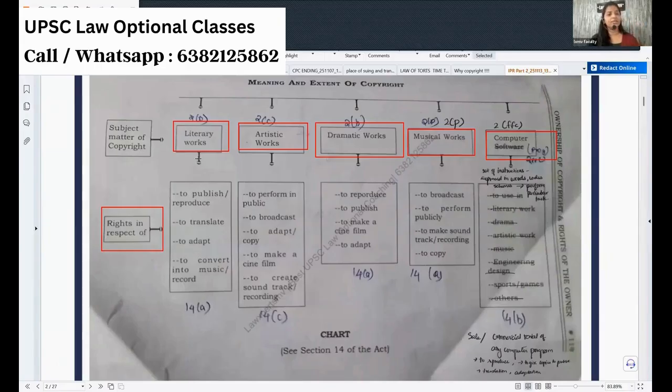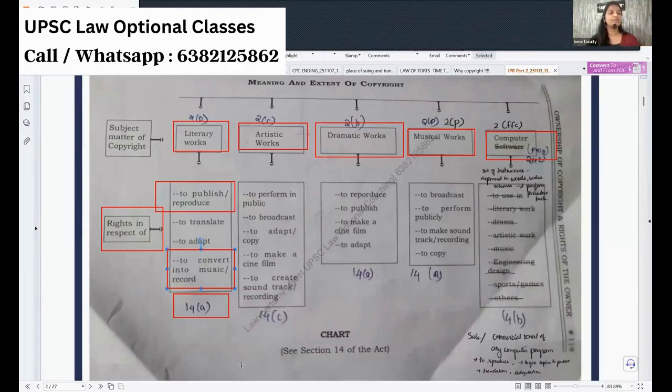In the case of literary works, the protection is given under 14 class A. It says that nobody can publish or reproduce it, translate it, adapt it, or convert it into music. So if I write some literature, some poem, and somebody is going to make it into a song, they cannot do it without my permission because I own the copyright. Okay, so that is the thing.